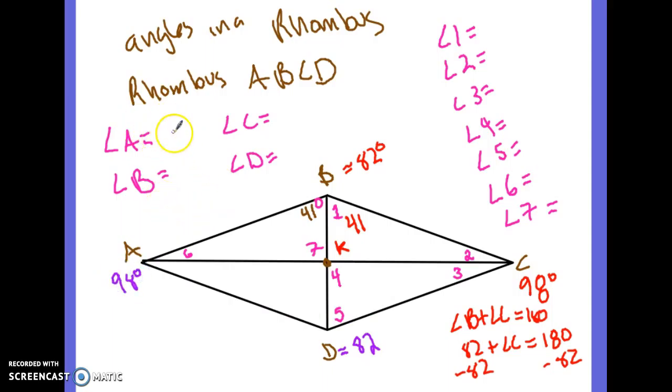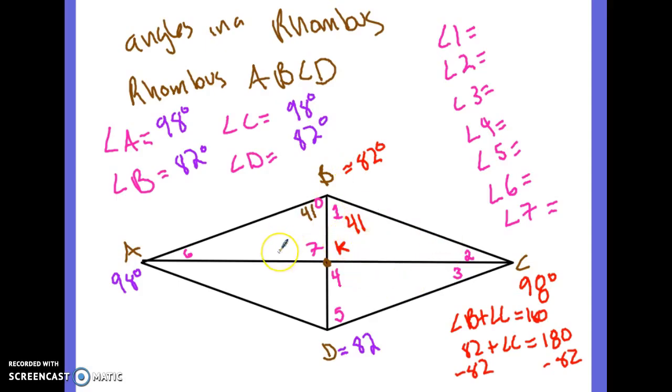So I'm going to write those in. Angle A is 98 degrees. Angle B is 82 degrees. We know that angle C is also 98 degrees, and angle D is 82 degrees.